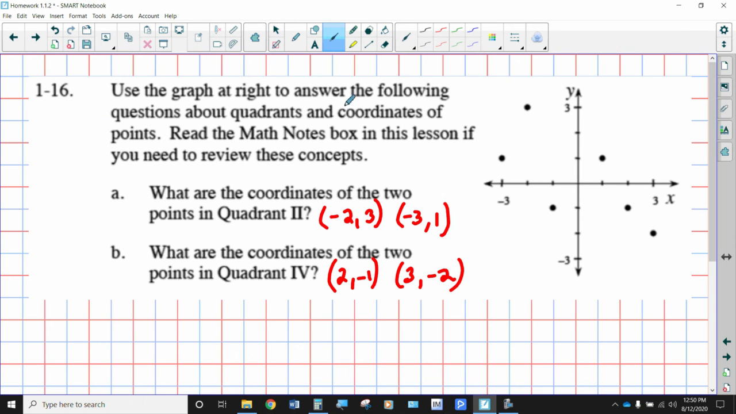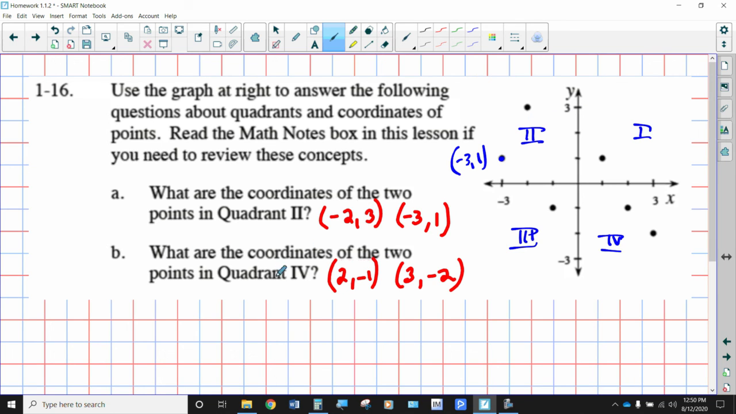All right, so use the graph at the right to answer the following questions about quadrants and coordinates. Read the math notes. You should have already taken care of that. So what are the coordinates of the 2 points in quadrant 2? So this is quadrant 2 right there. Remember, this is 1, 2, 3, and 4. So this point here is where x is negative 3 and y is equal to, looks like we're counting by 1s there, 1. That's this guy right there. And this one is where x is equal to negative 2 and y is equal to 3.